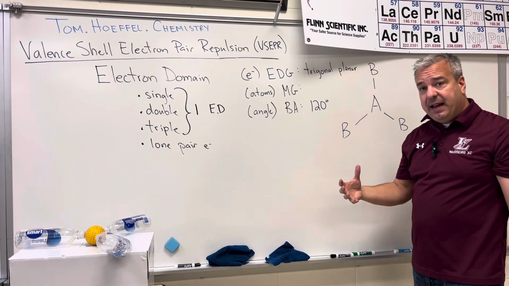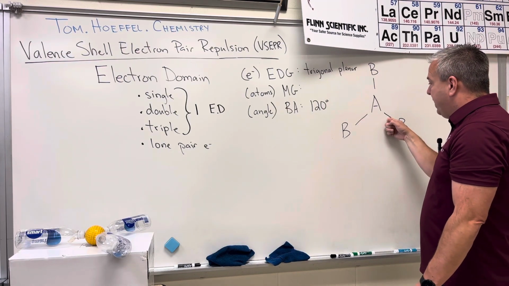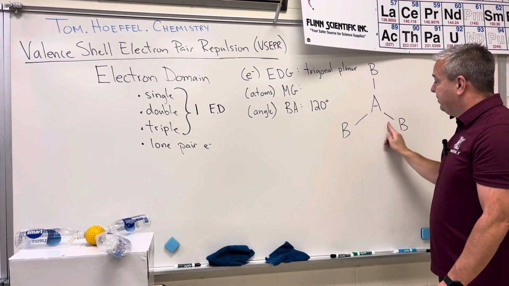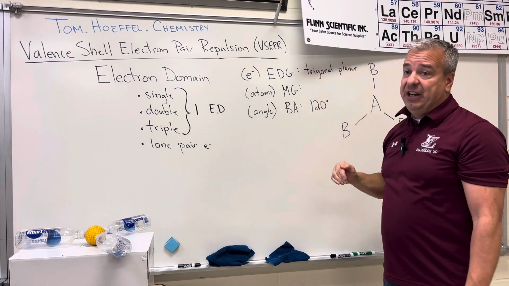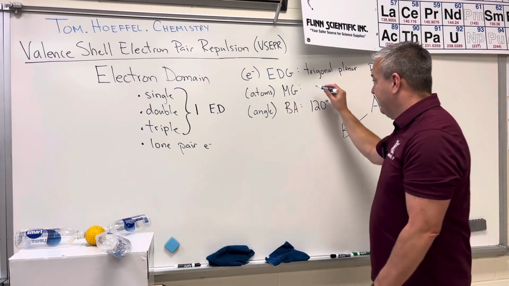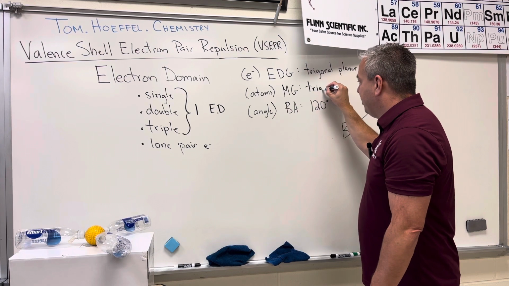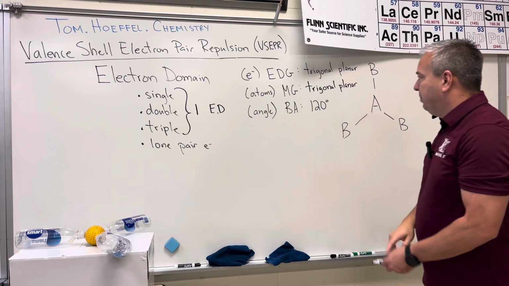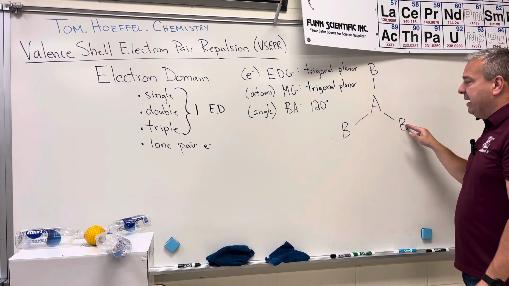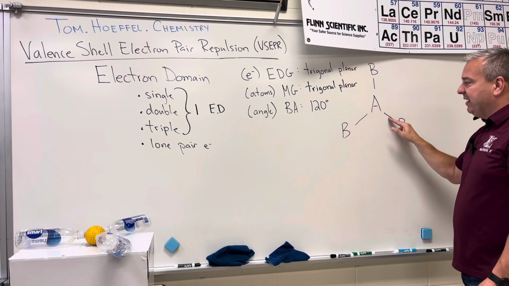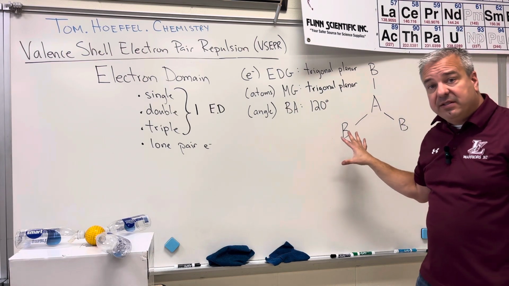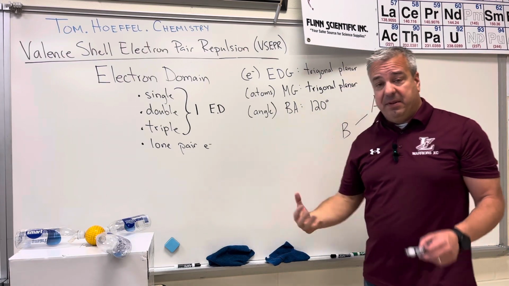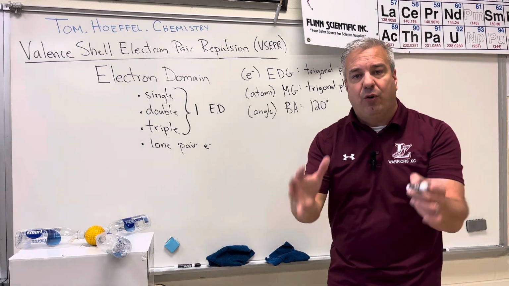And one thing you're going to find out is that if all of the domains in your picture are bonding domains, which means that there's an element on the other side, then the EDG and the MG are going to be the same. So the molecular geometry is also going to be trigonal planar. The shape that the atoms make up is going to be the same as the shape that the electrons make up because everything is bonding in this particular drawing. And you might be saying, well, what if they weren't all bonding? And that's a great question.